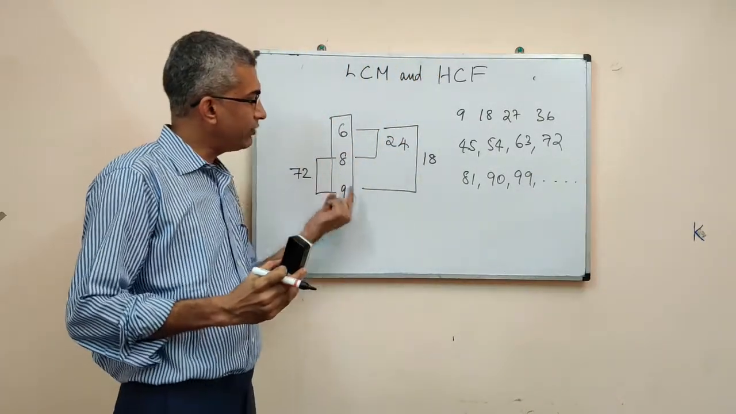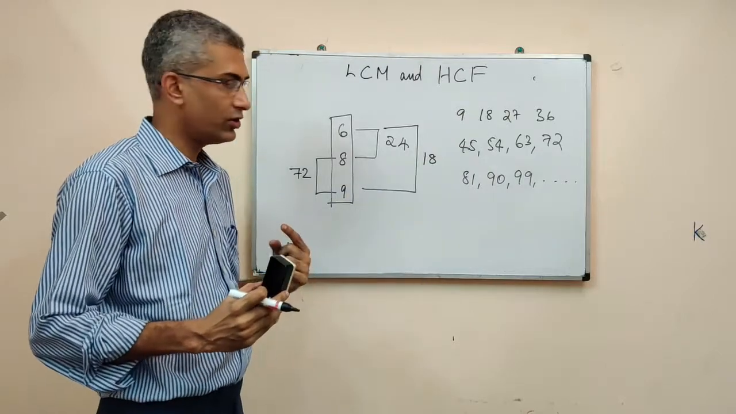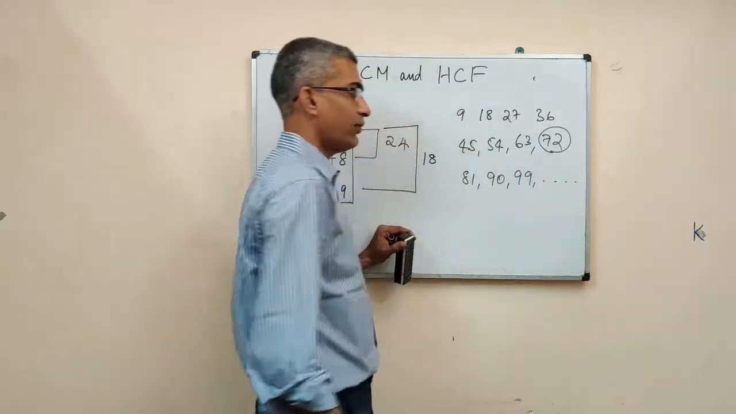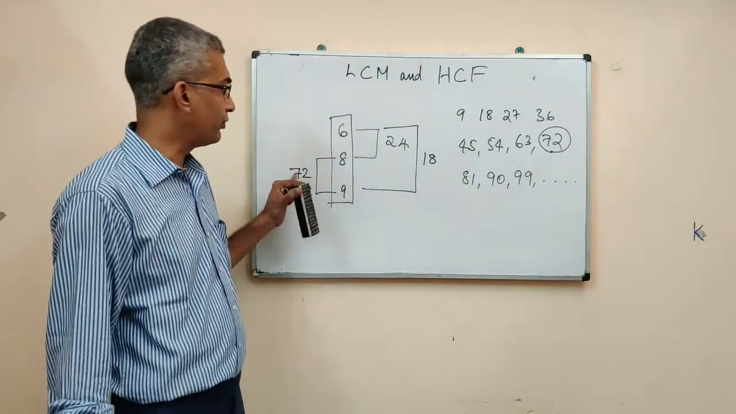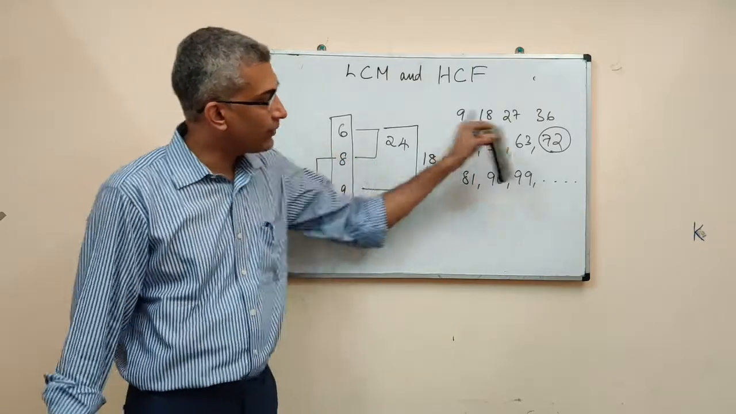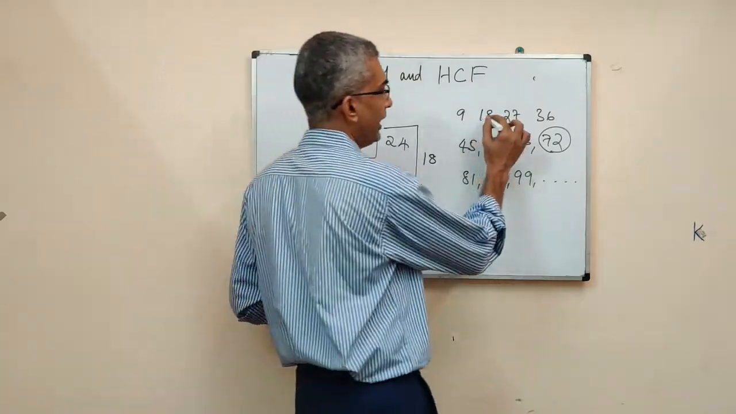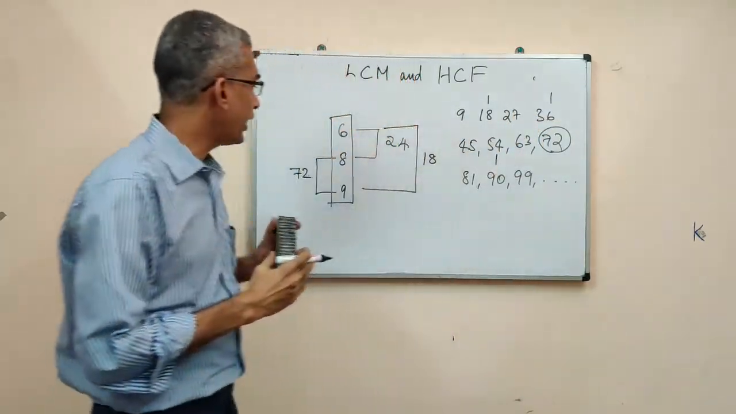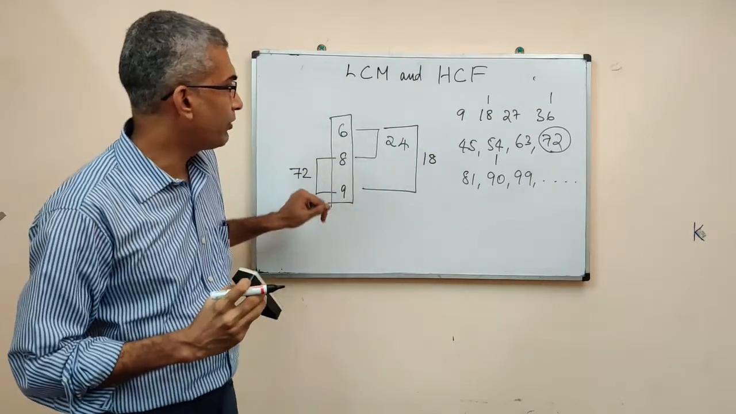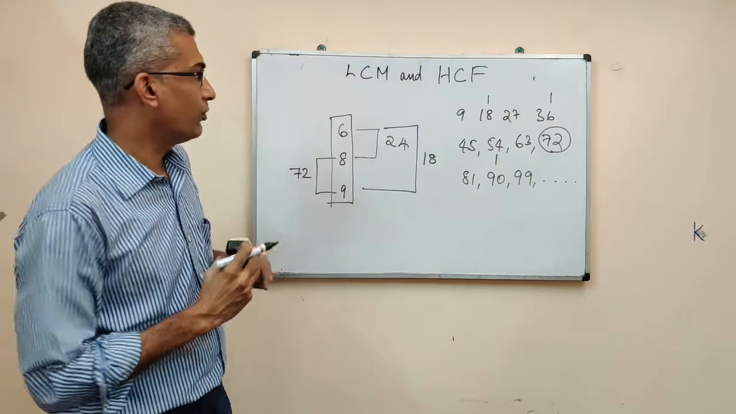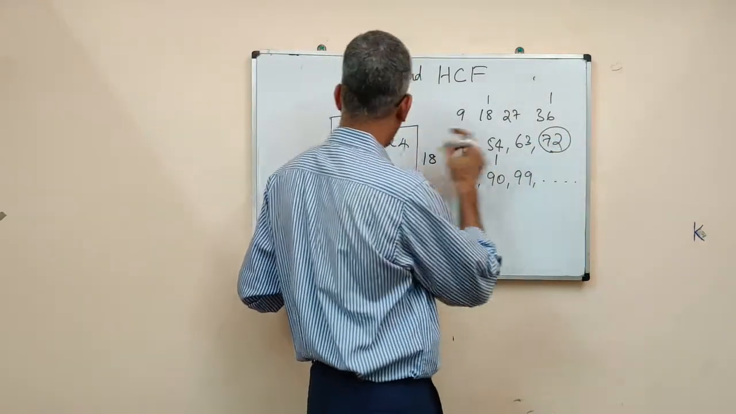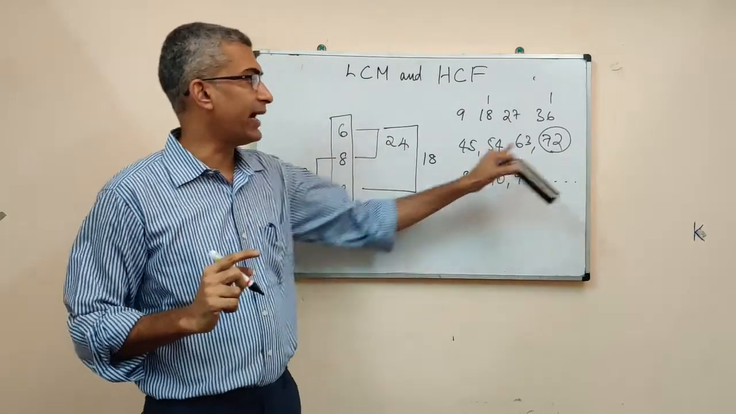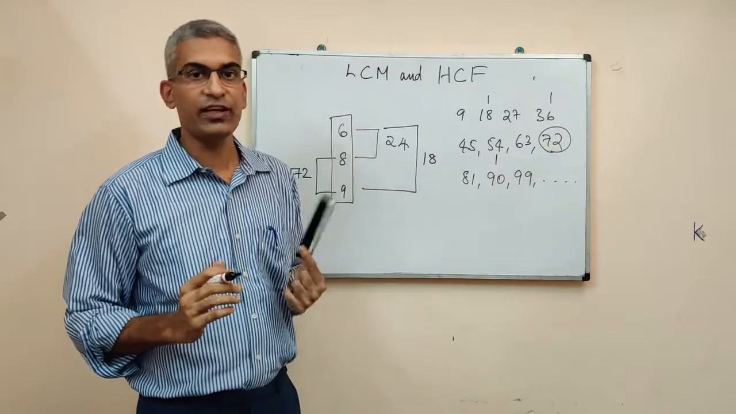Is there a multiple of 8 in this? Yes. Which is a multiple of 8? You find that 72 is a multiple of 8. 9 into 8 is 72. Now, is there a multiple of 6 in this? Yes. 18 is a multiple of 6. 36 is a multiple of 6. 54 is a multiple of 6. But none of these will be a multiple of 8. So, the lowest common multiple of 6, 8 and 9 will be 72. This method is a trial and error method.